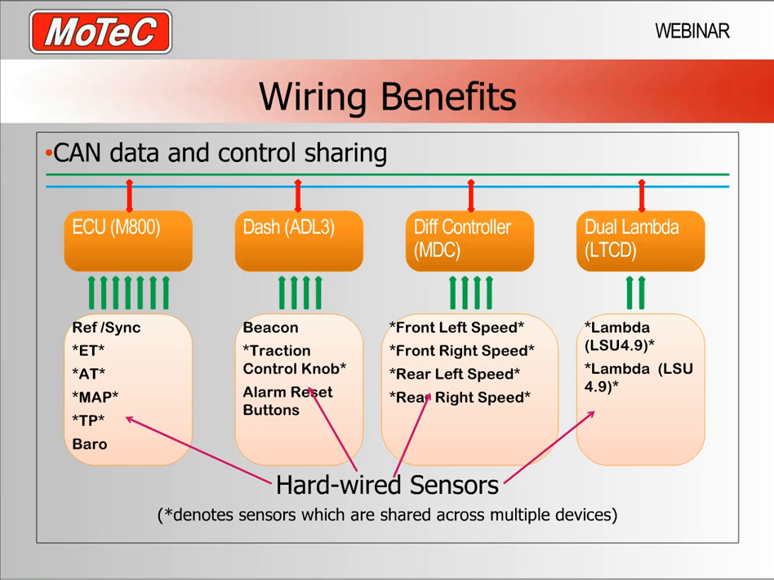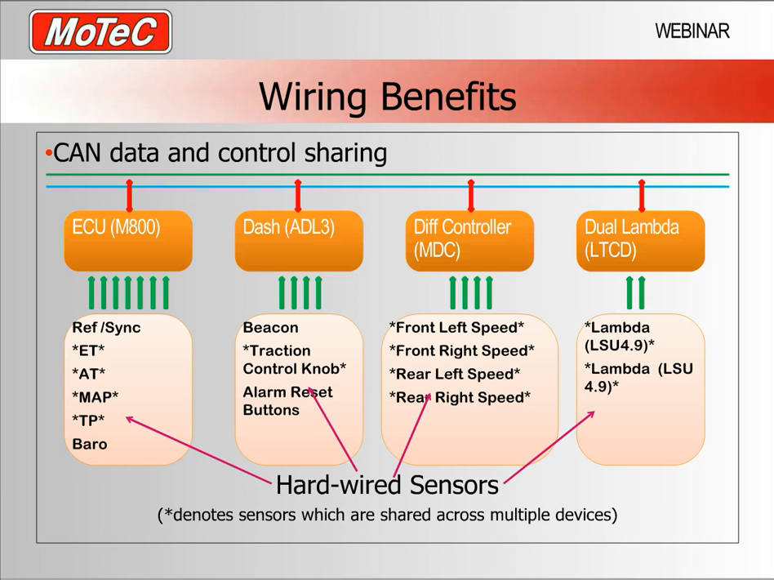Okay, so now here we have an example of how these wiring benefits are used in practice. What I'm looking at is the top 2 lines represent our CAN bus, and then I have 4 devices. Each of these are MoTec devices, and each of these devices has sensors that are hardwired into that device. So on the left we have an M800 ECU, which of course is designed to run an engine, so typically would have reference and sync inputs for crankshaft and camshaft position, engine temp, air temp, manifold pressure, throttle position, barometric pressure, all of the typical inputs you may have to run an engine.